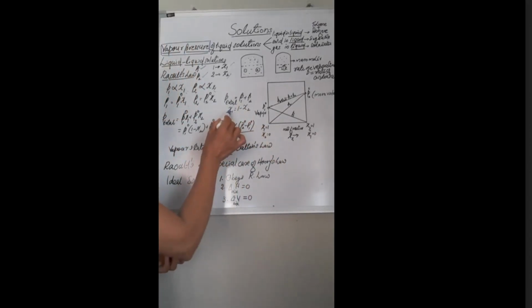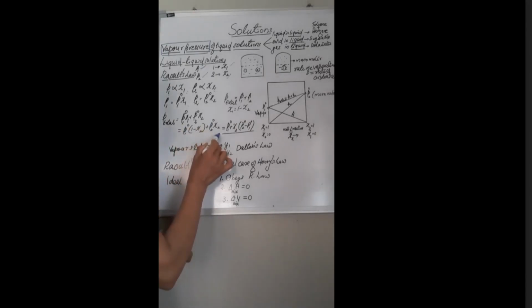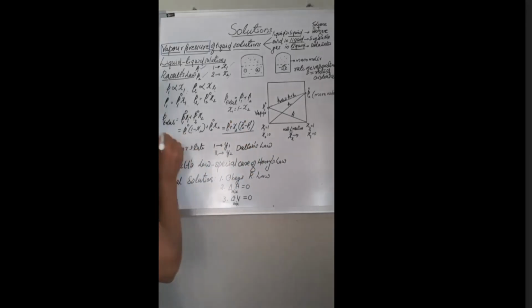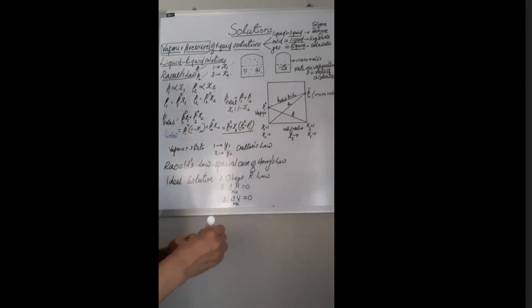Therefore, we can substitute for x1 in this equation, and hence the equation becomes P total is equal to P1⁰ into (1 minus x2) plus P2⁰ into x2. Rearranging, we get this relationship for P total. We can write this as P total is equal to P1⁰ plus x2 into (P2⁰ minus P1⁰).